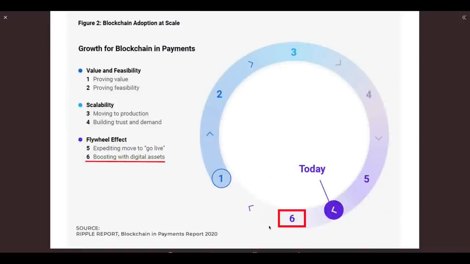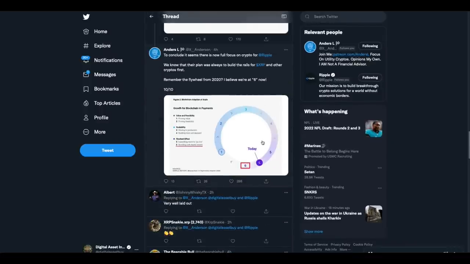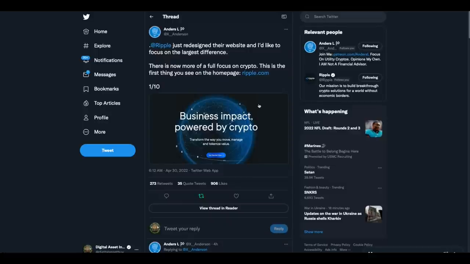Boosting with digital assets. Proving value, proving feasibility, moving to production, building trust and demand, expediting move to go live, boosting with digital assets. And by the way, folks, I was sitting at the presentation when they did the demo of the Ripple software in Singapore at Ripple Swell. I didn't pull it up here, but I saw a screenshot on the new website of that software being used. So yeah, I think Anders L. is right.